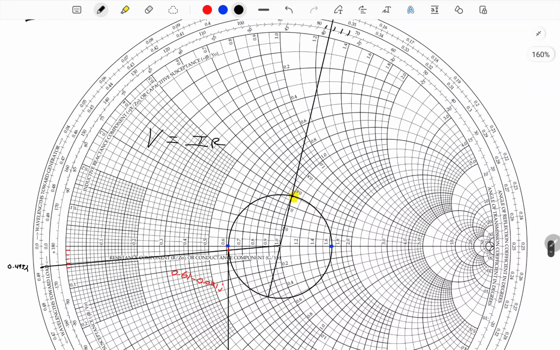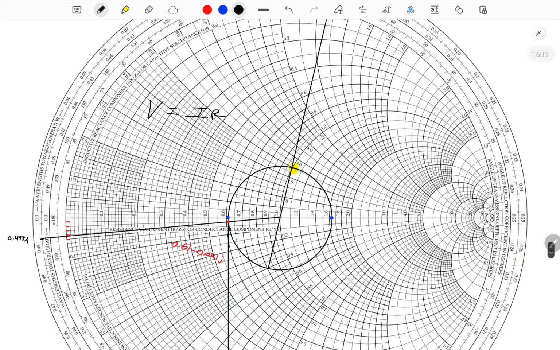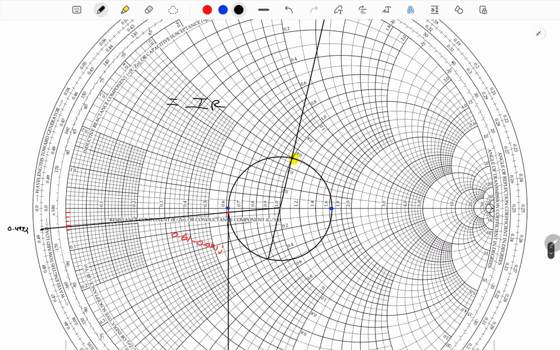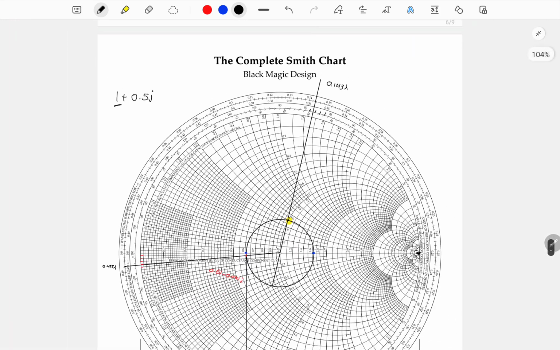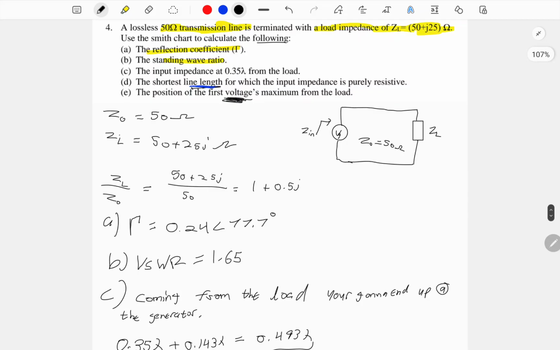Exactly. So where is R infinite? Right here on the right side. R is infinite around here, or very, very high. Then V is equal to I times a really high resistance, which will give you infinite voltage, and that's the maximum voltage. And you don't even have to think about infinity. Just think about what's the highest resistance number. Point at where the highest resistance is. It's here, on the very right side. So where is the position of the first voltage maximum from the load?